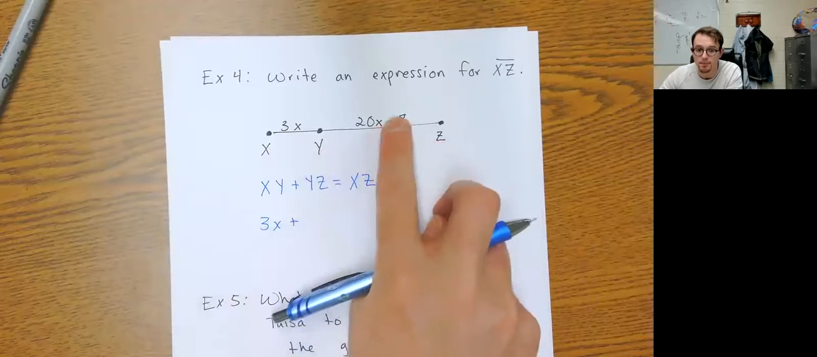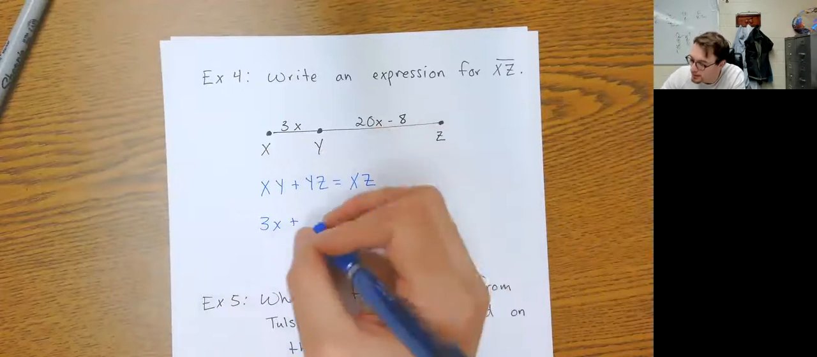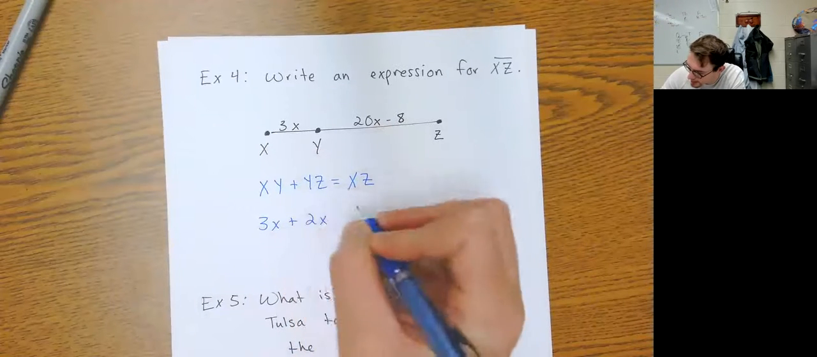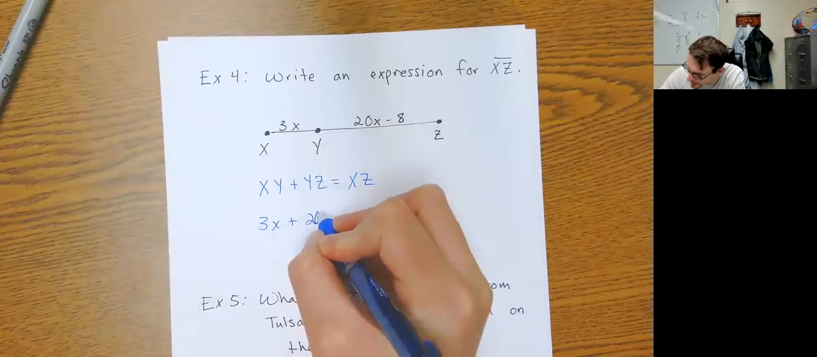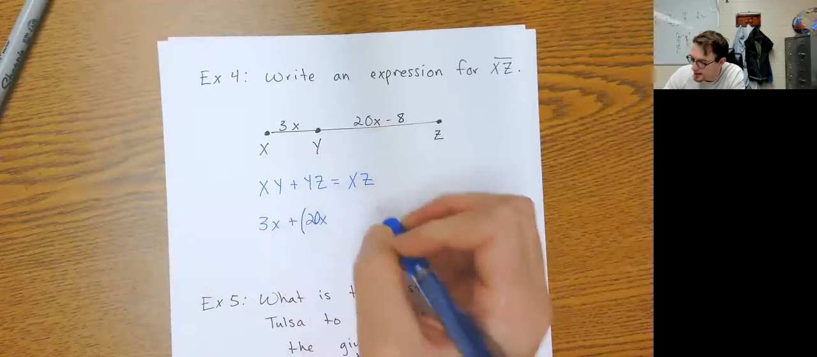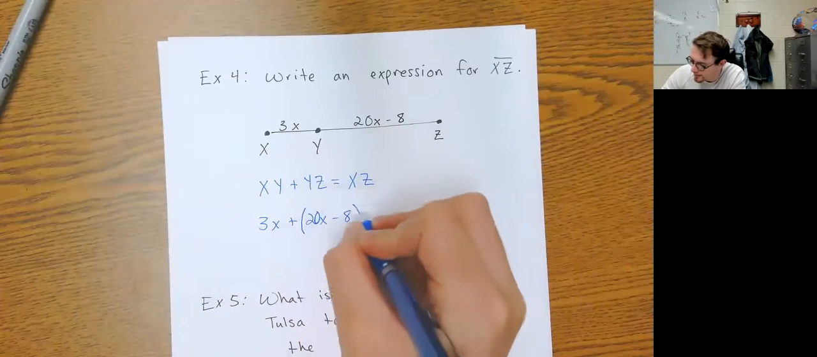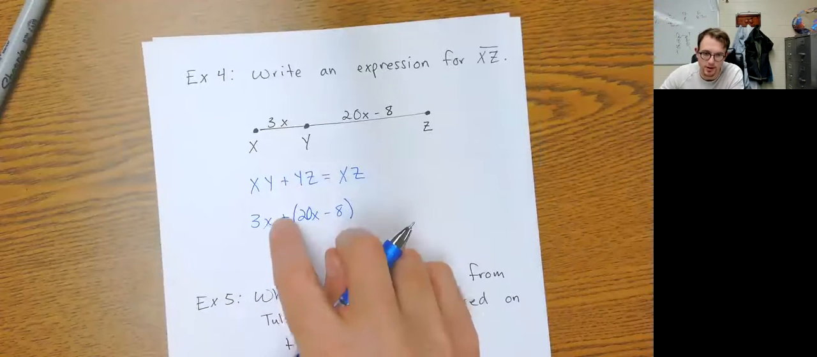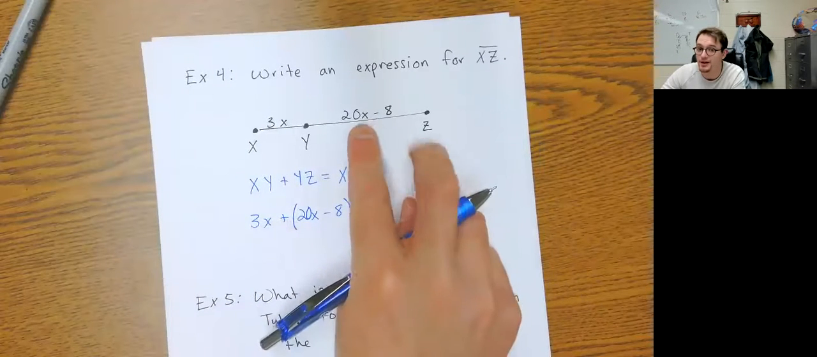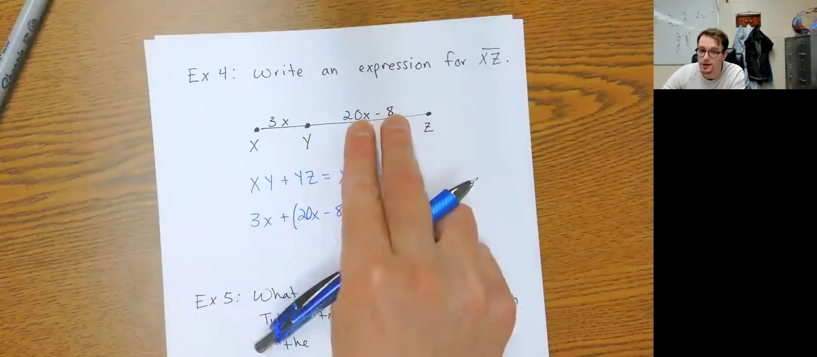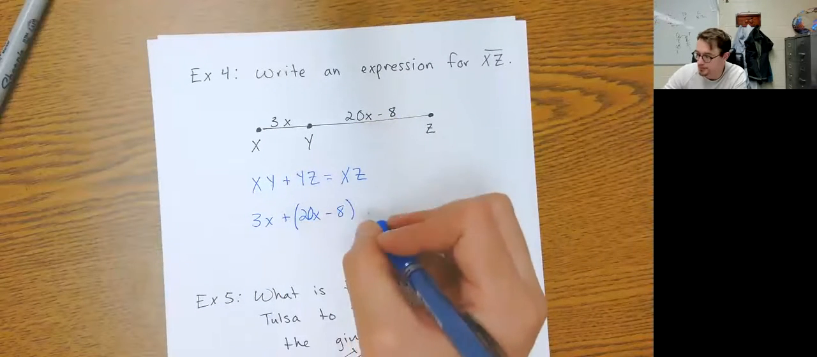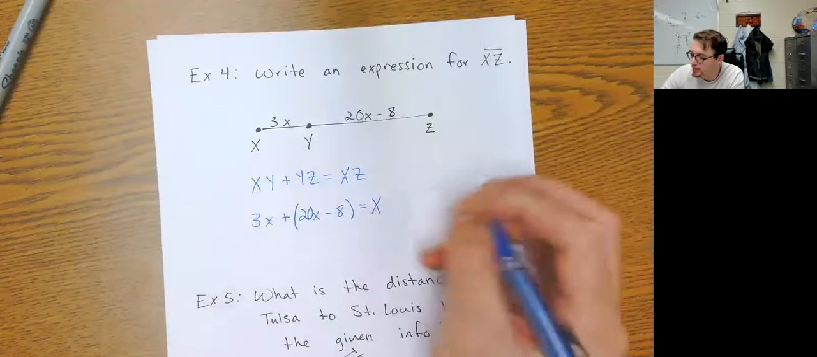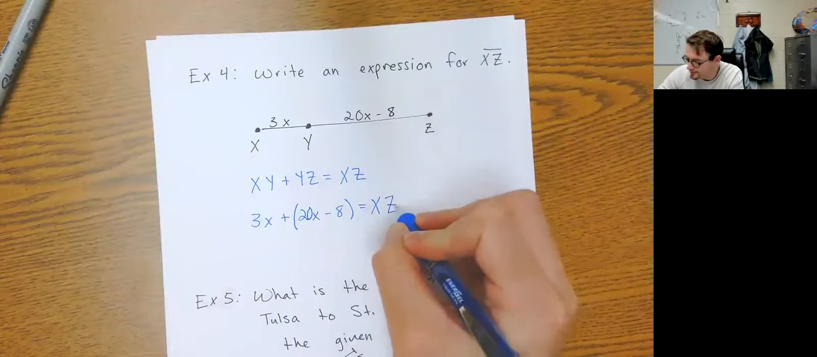It's 20x minus 8. So let's add in 20x, and I also want to put parentheses around it, minus 8. Because whenever you substitute in more than one term, I substituted in 2 terms, so I'm going to put parentheses around it just in case, might not matter. I don't know what XZ is, which is the whole point. I'm writing an expression for XZ.